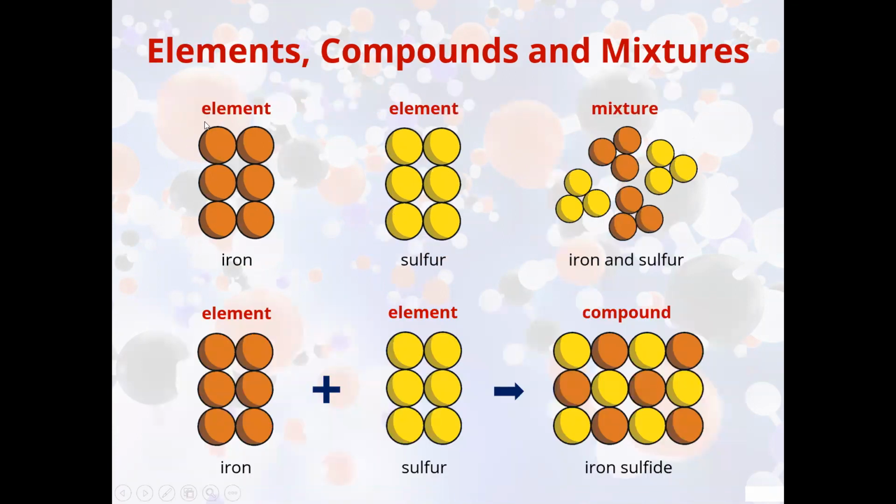All right, so for a mixture, you have an element and an element, and then they just mix together without chemically combining. So you still got your iron and you still have your sulfur. Then when it comes to a compound, you have your iron, your sulfur, and now they form a compound. So they form iron sulfide. Look, iron and sulfur, iron sulfide. So yeah, they are still separated.